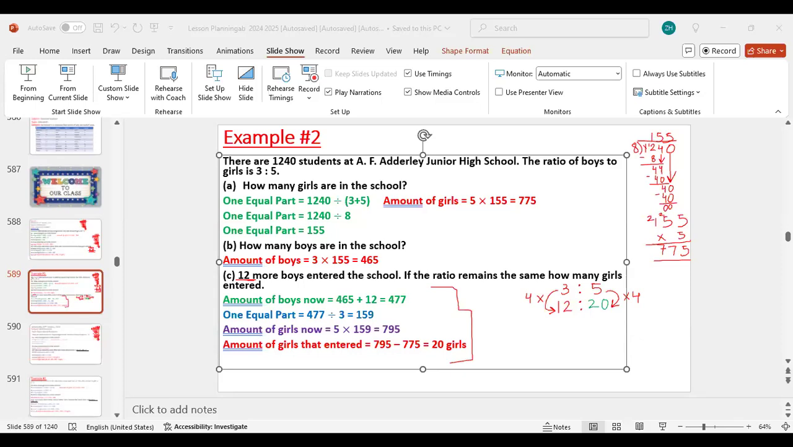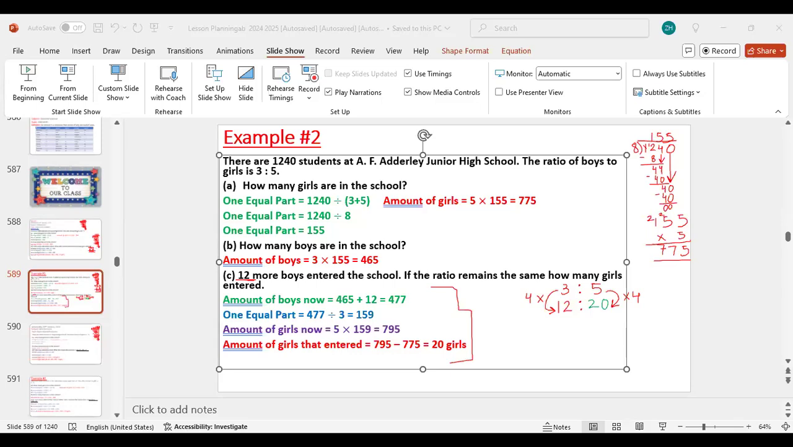Where's Cleveland? Cleveland, are you there? Where's Cleveland? Yes, sir. Do it the right way, please. Do it the right way. That's all I gotta say about that. All right.